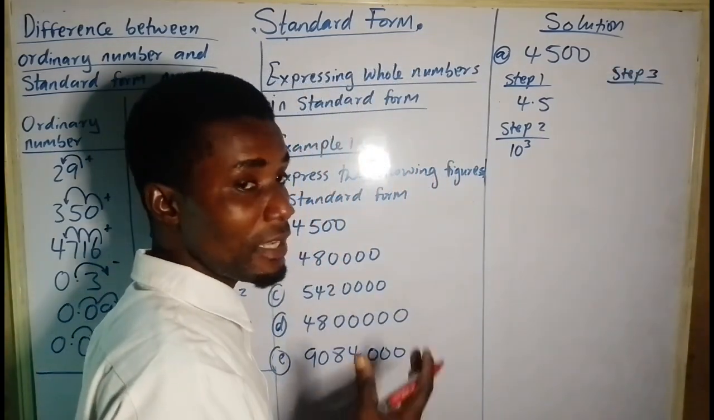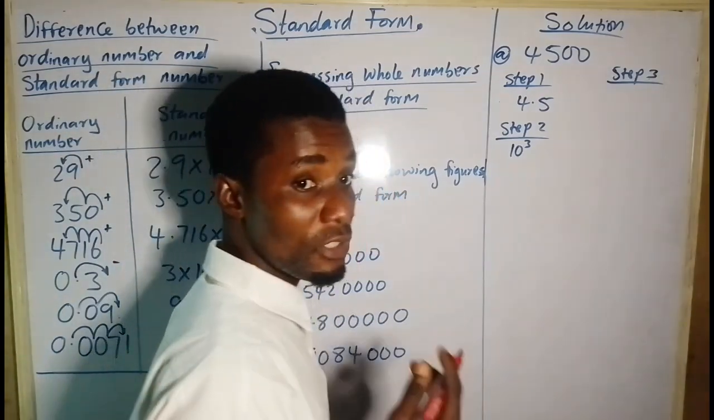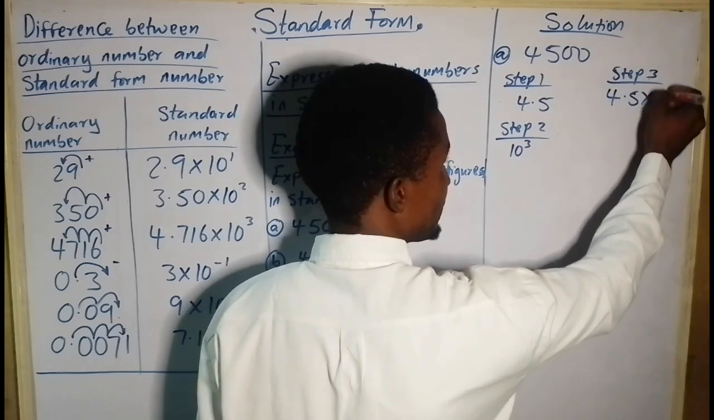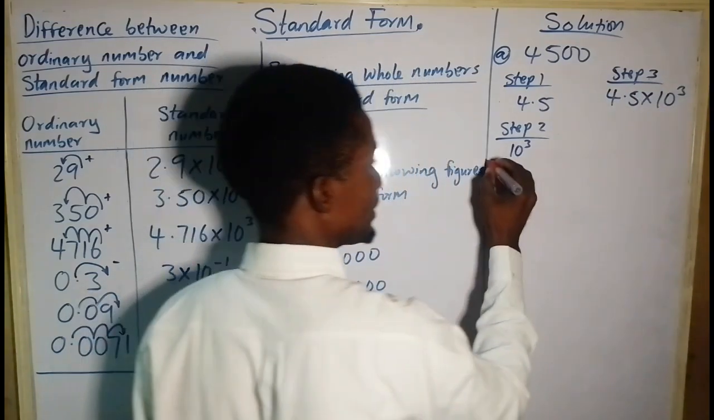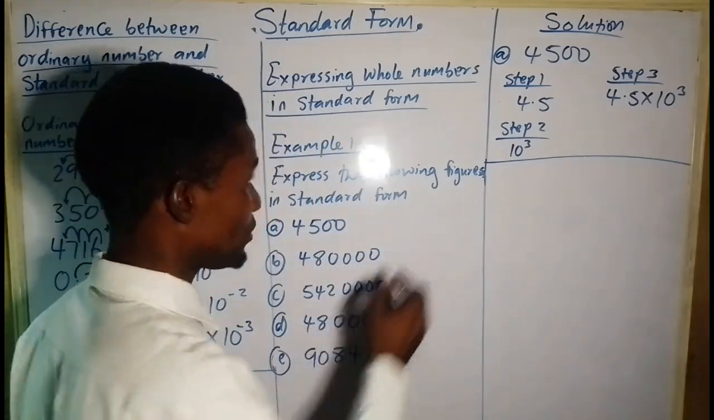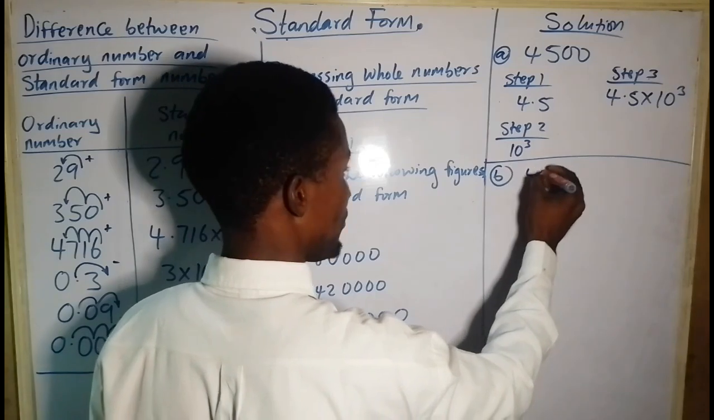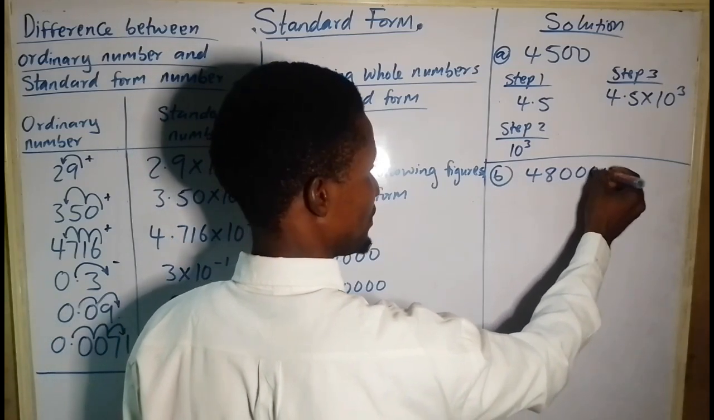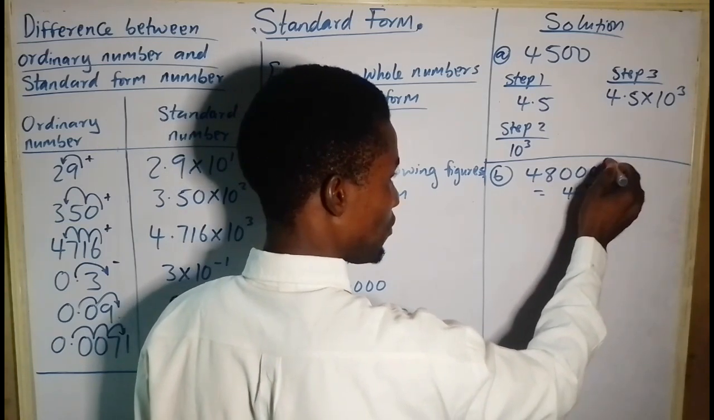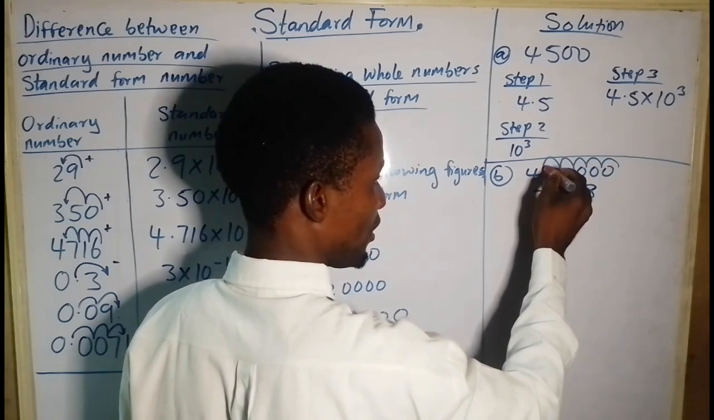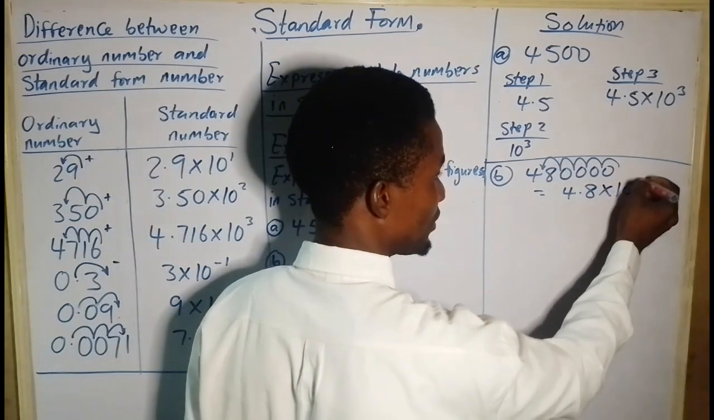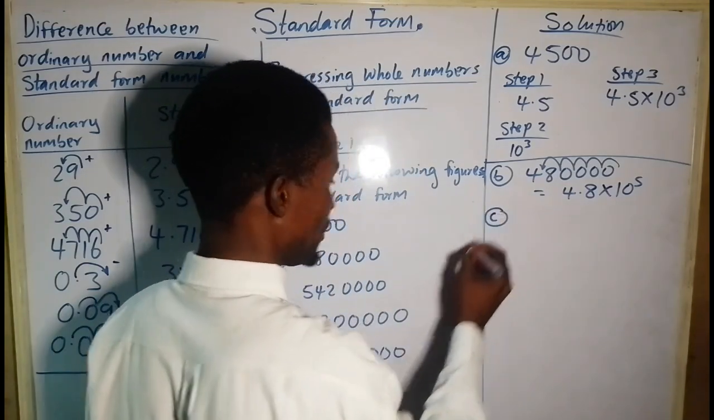Step 3 is to write our number in standard form. So I'm going to go back and we say 4.5 times 10 raised to 3. That is our answer. So we're going to be applying these steps to the remaining questions. The next one is 4800000. In standard form is going to be 4.8. Now let's count: 1, 2, 3, 4, 5. 5 is going to be the power of 10. So we have times 10 raised to 5. That's our answer.